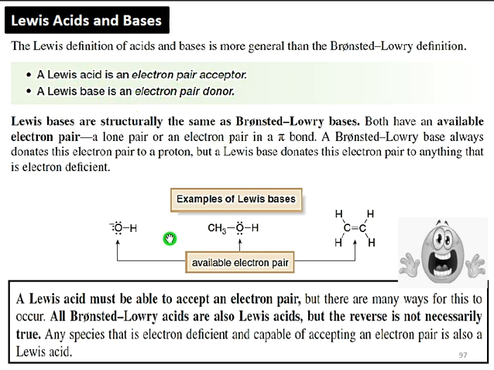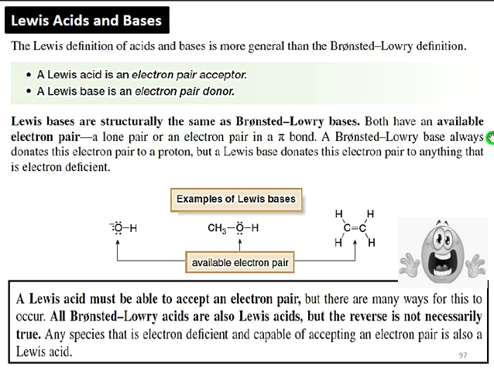That means, here is an example of a Lewis base, this electron pair donor. This will be a base, and this is also an electron pair donor, and this is also an electron pair donor because of the pi bond. Lewis bases are structurally the same as Bronsted-Lowry bases. Why? Because both of them have an available electron pair, the lone pair or maybe a pi bond.